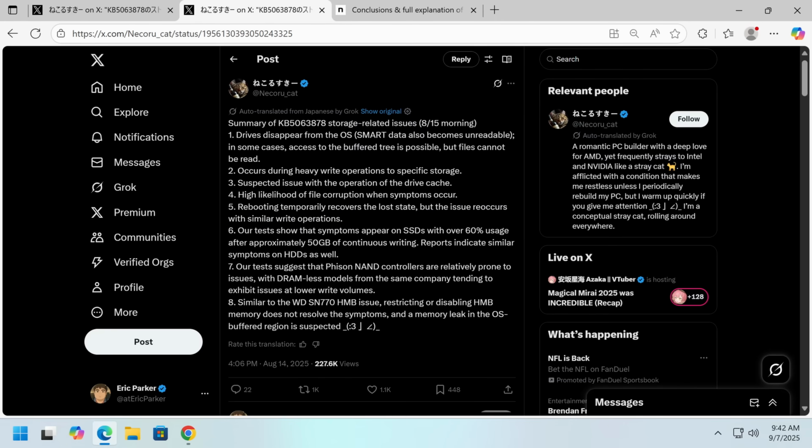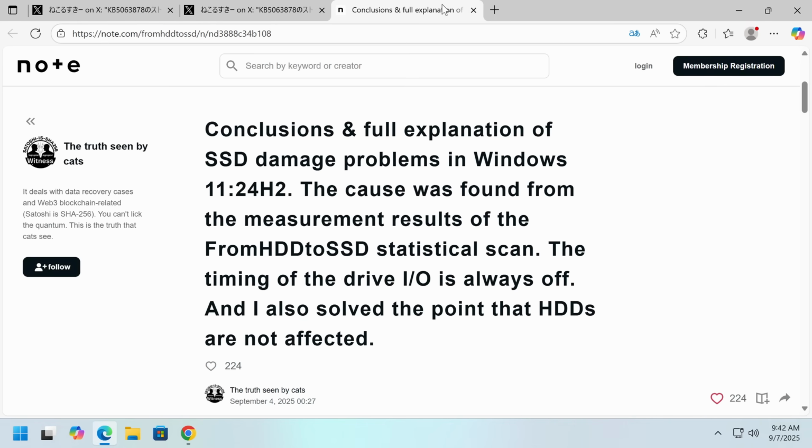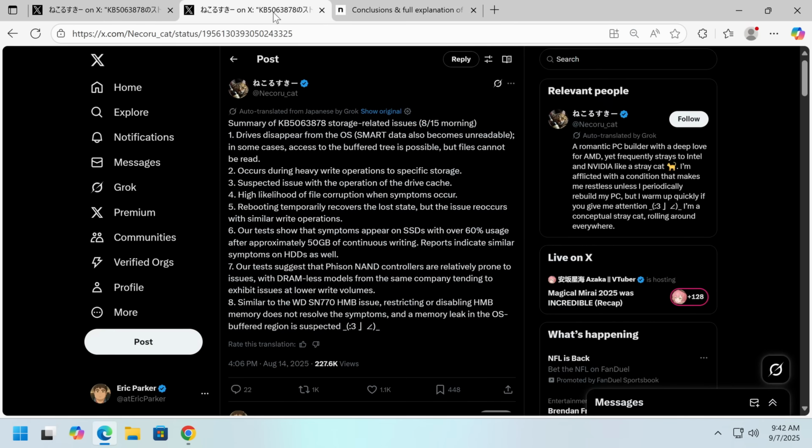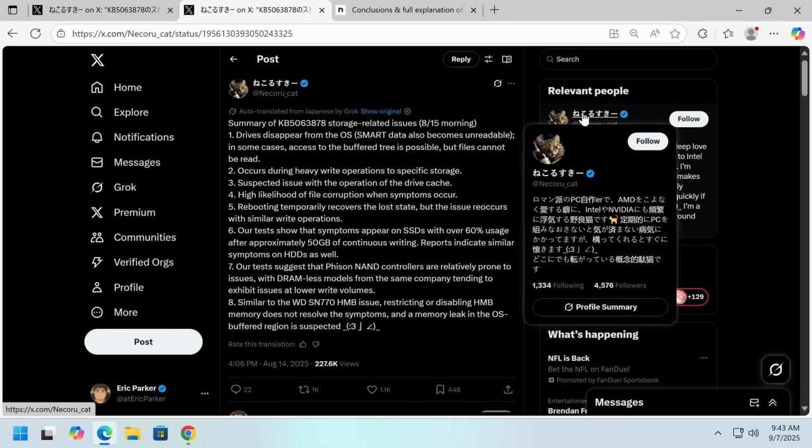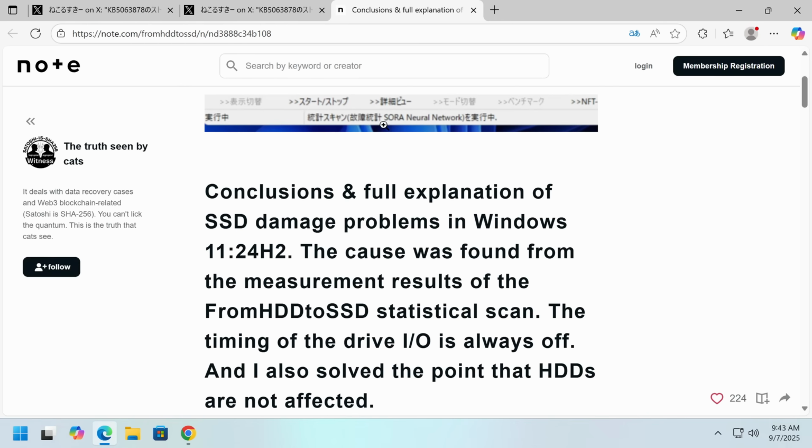Symptoms appear with over 60% usage after 50 gigabytes. And this person had some really weird... They tried many drives and saw the same thing. But then Microsoft and Phison tried. They didn't find it. So it's just weird. I don't think this person is lying. That doesn't make any sense to me. They've been around here for a long time. I don't think this... I don't know.